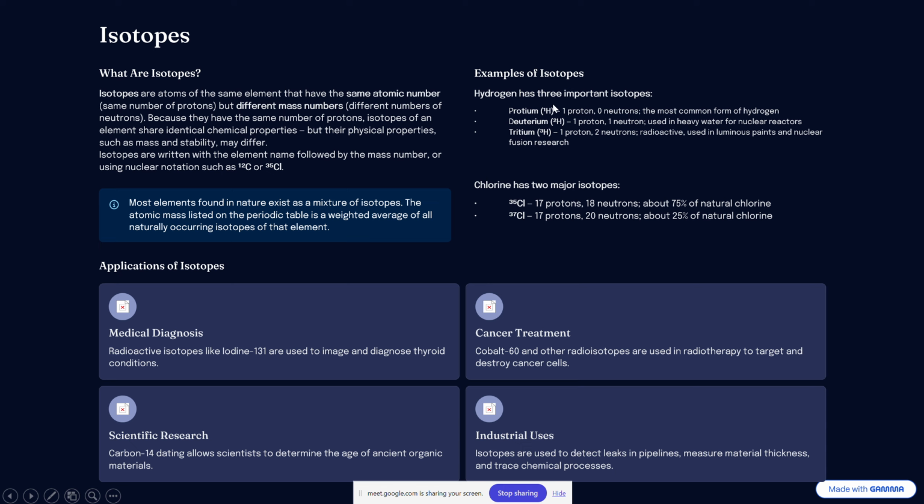These are some more examples of isotopes. You have hydrogen. Hydrogen occurs in 3 possible states: protium, that's hydrogen 1, deuterium, that is hydrogen 2, and tritium, that is hydrogen 3. These are all isotopes of hydrogen. Chlorine as well has 2 major isotopes, chlorine 35 and chlorine 37, with their relative abundances there.